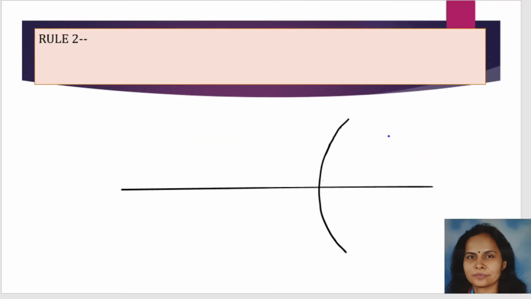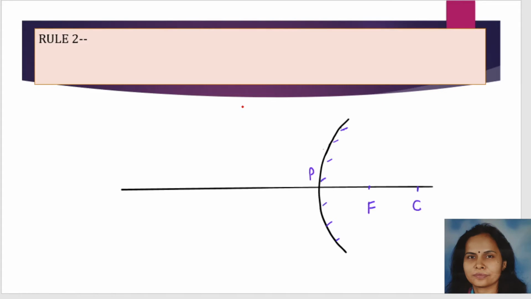Now let's move on to rule number 2. This is your convex mirror. So I need to put the dashes on the non-reflecting surface. This is your aperture. Center of aperture is known as pole. This is your principal focus and this is your center of curvature.